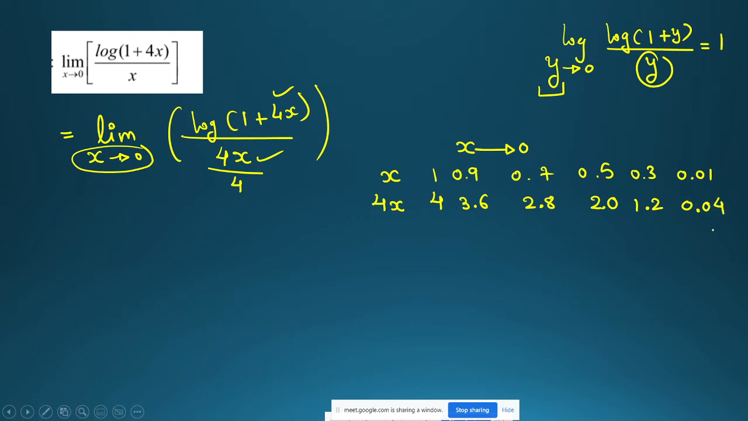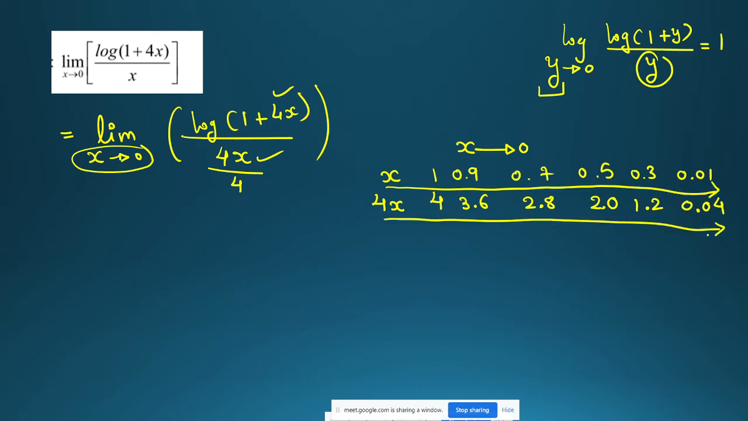Can you see, जैसे जैसे x जो है वो 0 की तरफ जा रहा है, सिमिलरली 4x जो है वो भी 0 की तरफ जा रहा है. यस आर्या, not only Arya, everyone. Yes, so what we observe is whenever x goes towards 0, my 4x also goes towards 0.